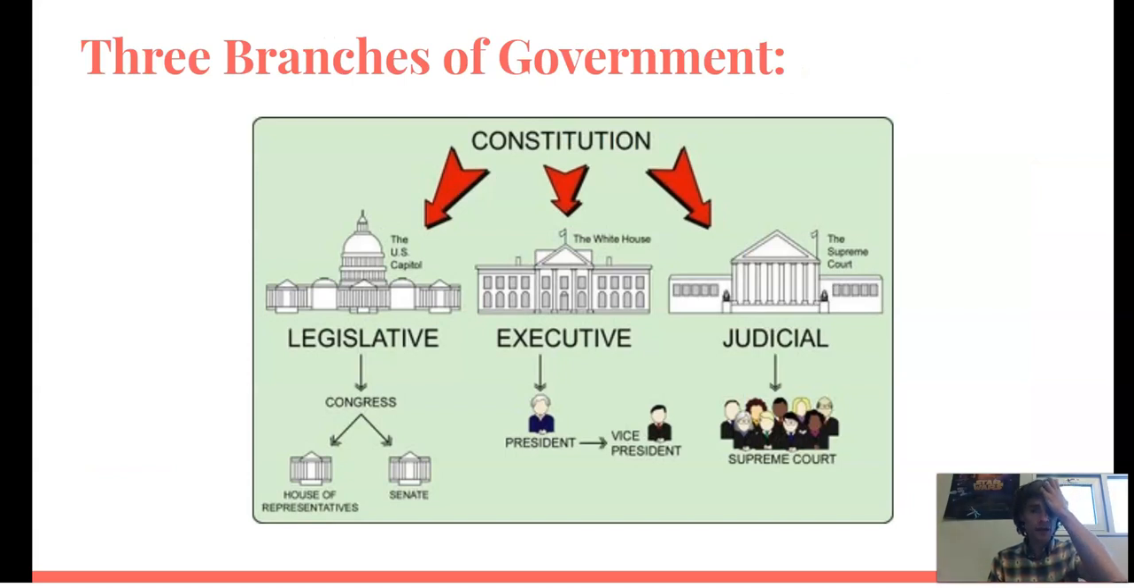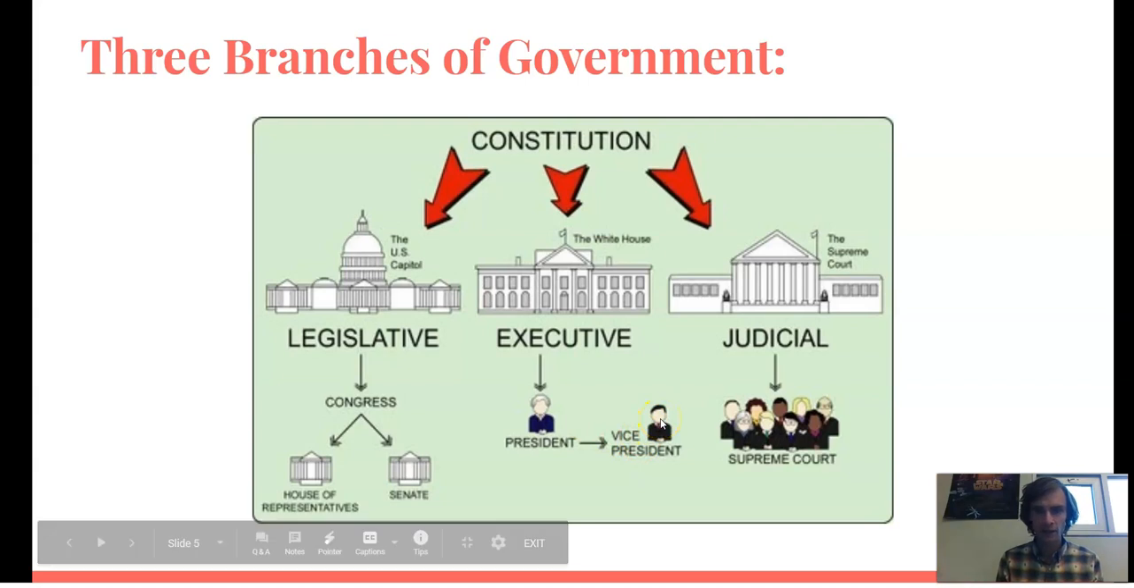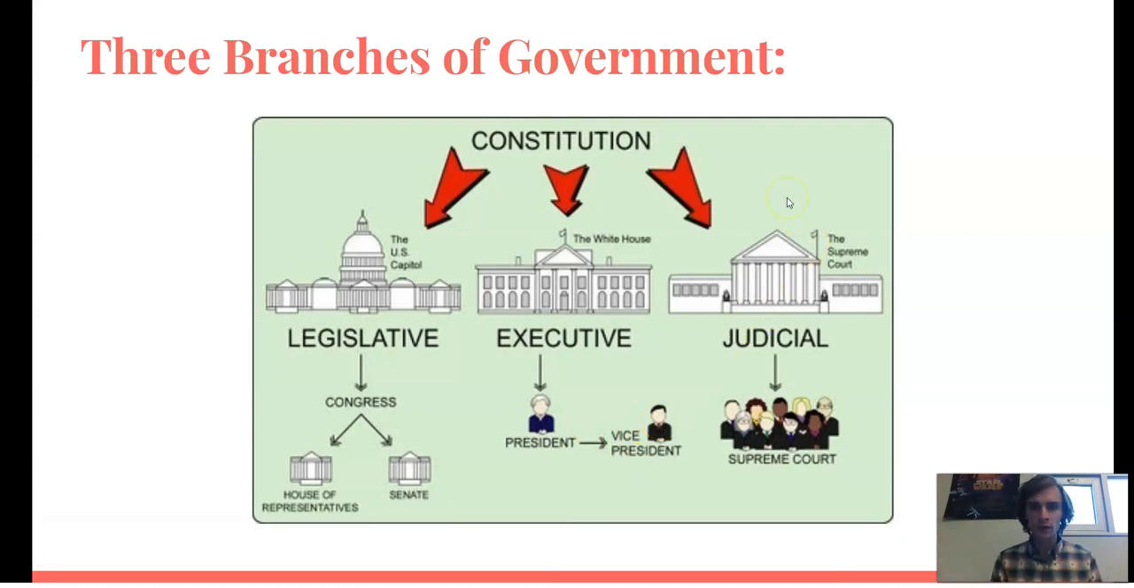So here's a picture about the 3 branches of government. On the left, you have the legislative branch. The building symbolized here is the U.S. Capitol, and they're split into 2 parts. You have the House of Representatives on one side of the Capitol and the Senate on the other. In the center, you have the executive branch. The building symbolizing them is the White House. The president is the most important person in the executive branch. The vice president is second in command. The third branch is the Supreme Court, or the judicial branch. There is a picture of their building. They are a 9-member group of justices that serve for life and decide whether laws are constitutional or not constitutional.